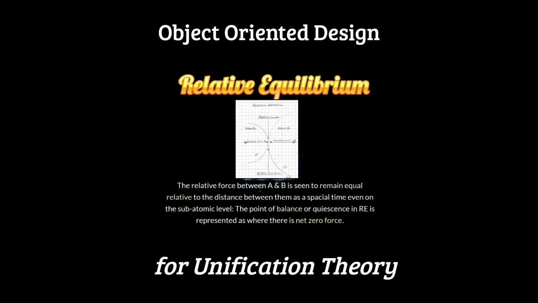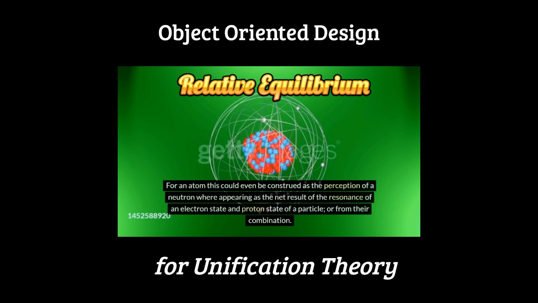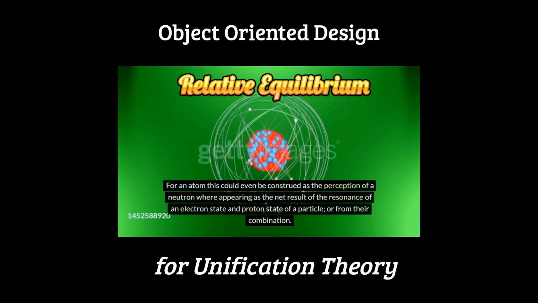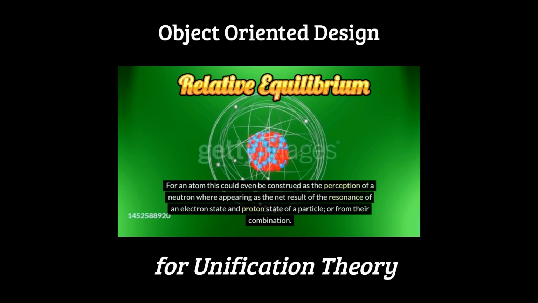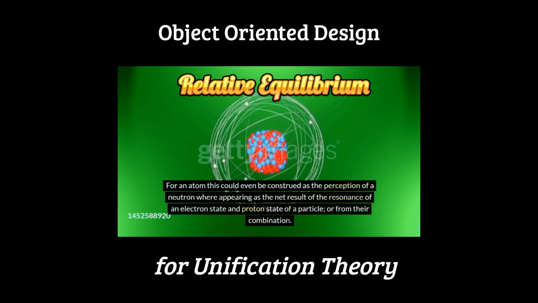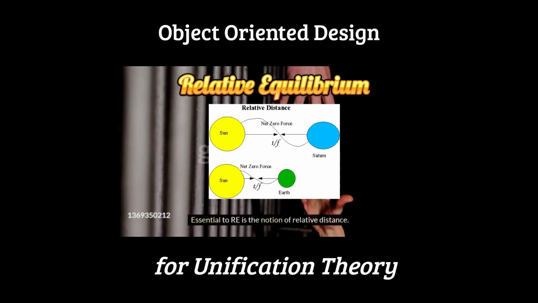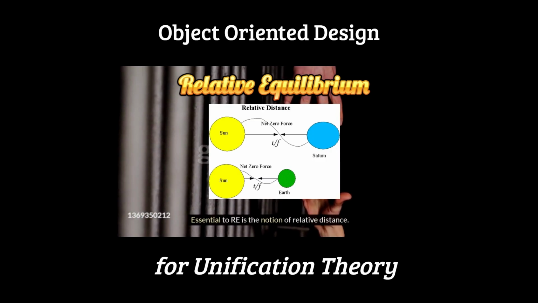The point of balance or quiescence in Re is represented as where there is net zero force. For an atom this could even be construed as the perception of a neutron, appearing as the net result of the resonance of an electron state and proton state of a particle, or from their combination. Essential to Re is the notion of relative distance.